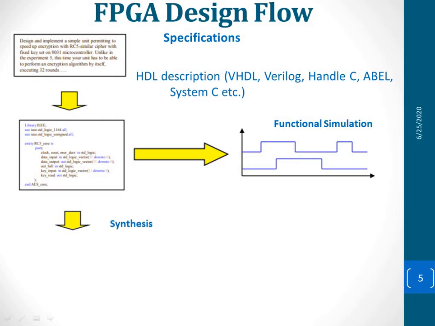And then the next step is called synthesis. From the specifications we started writing in the form of text, and then the HDL description, writing the HDL code. Once you write the HDL code, it has to be verified, that is called the functional simulation. And then we go for the synthesis step, where the synthesis software converts your written HDL code into a list of components, which is called a netlist.